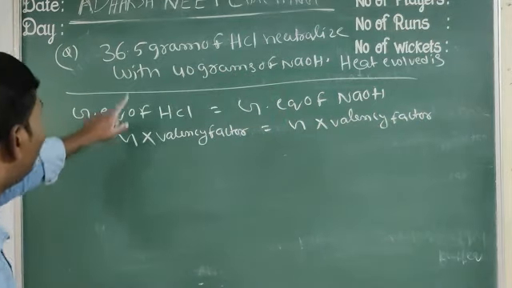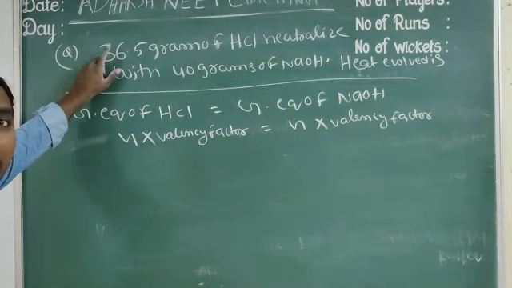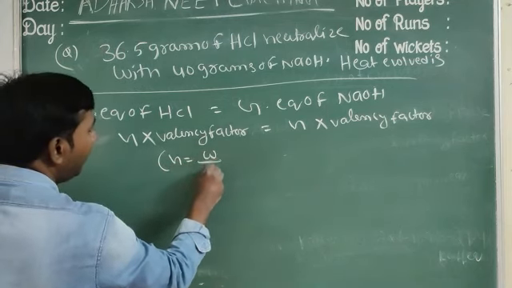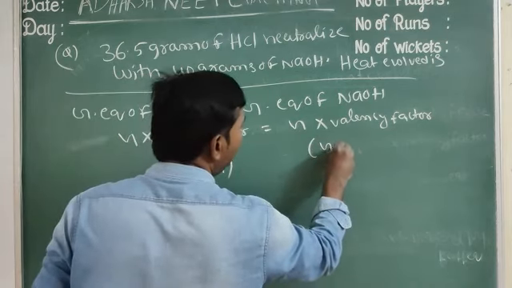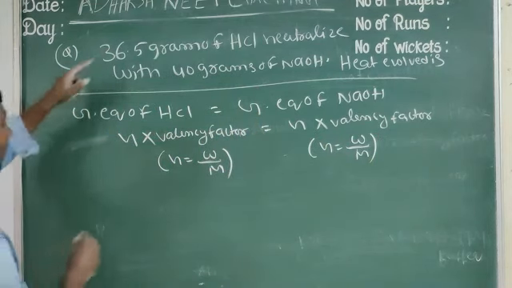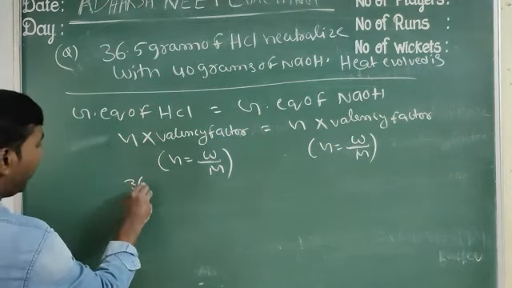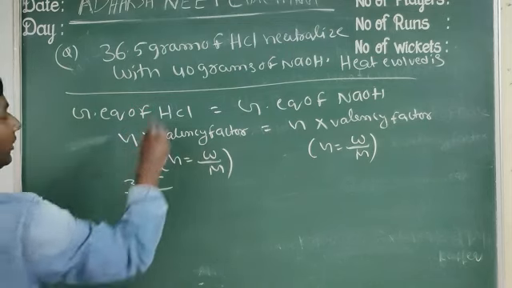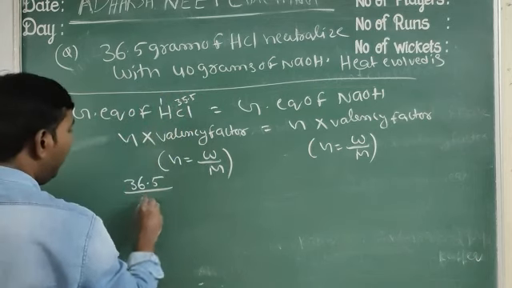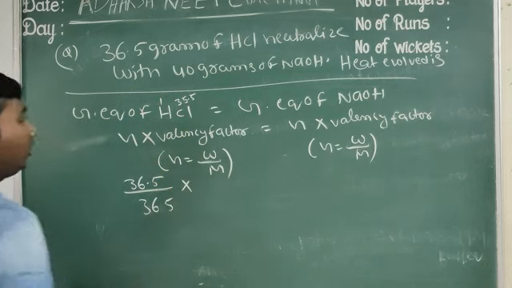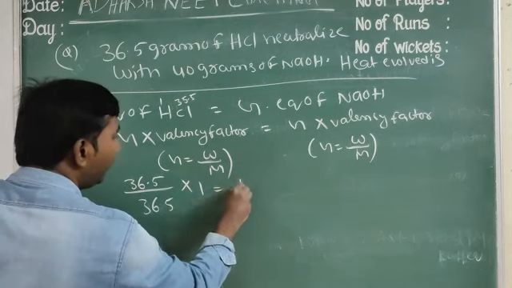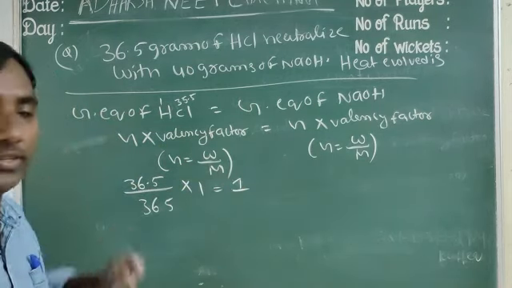Okay. Here the number of moles of HCl is given by weight. Number of moles equals weight divided by molecular mass. HCl weight is 36.5, and the HCl molecular mass is chlorine 35.5 plus hydrogen 1, so 36.5. HCl is a monobasic acid, so the valence factor is 1. That gives 1 gram equivalent of HCl.